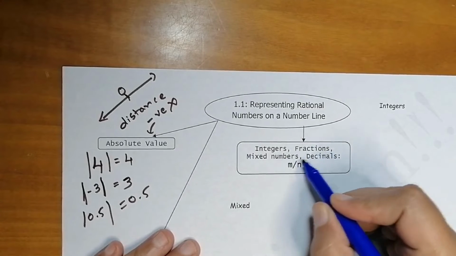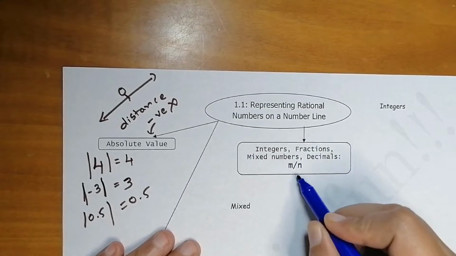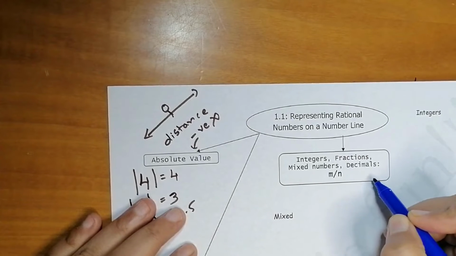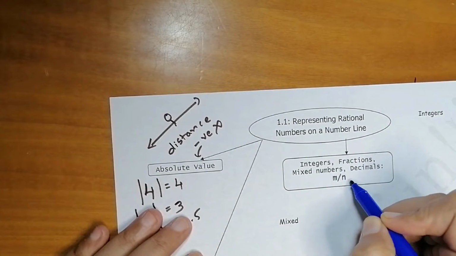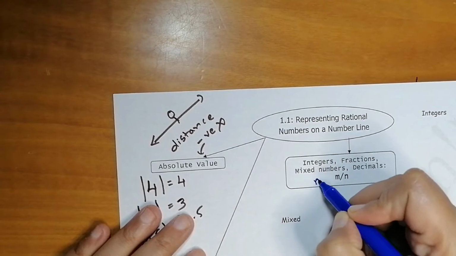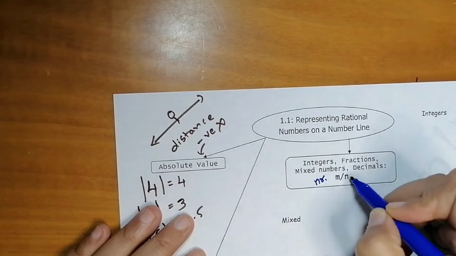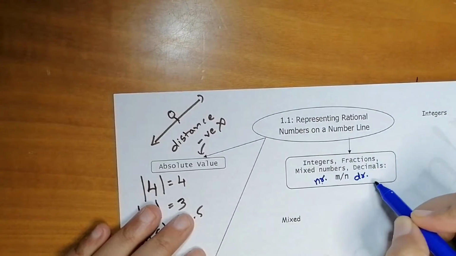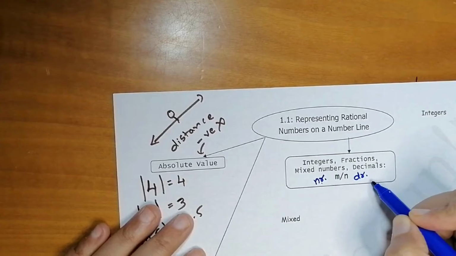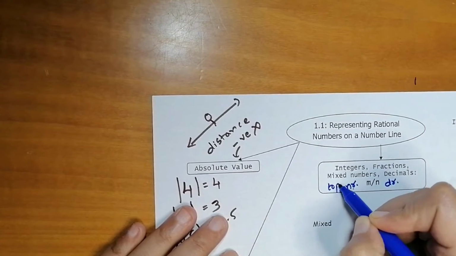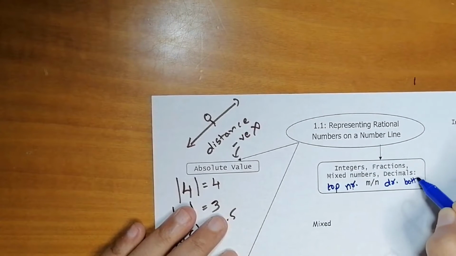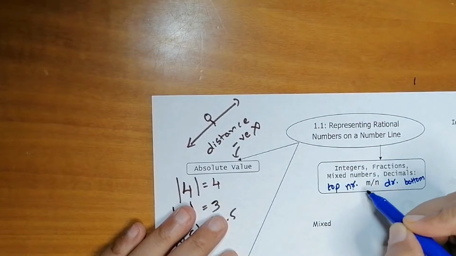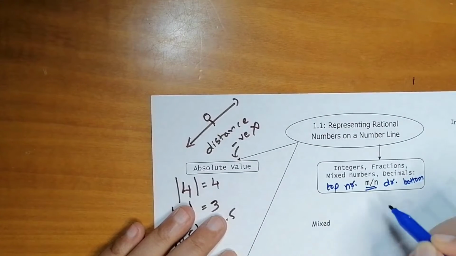Integers, fractions, mixed numbers, decimals as m over n. First, let's understand this m over n. What do we mean by that? We know that this is a fraction, right? So m represents the numerator and n represents the denominator. So it's numerator over denominator, right? The numerator is the top part and the denominator is the bottom part. Okay, so this is what we need to have in this part.